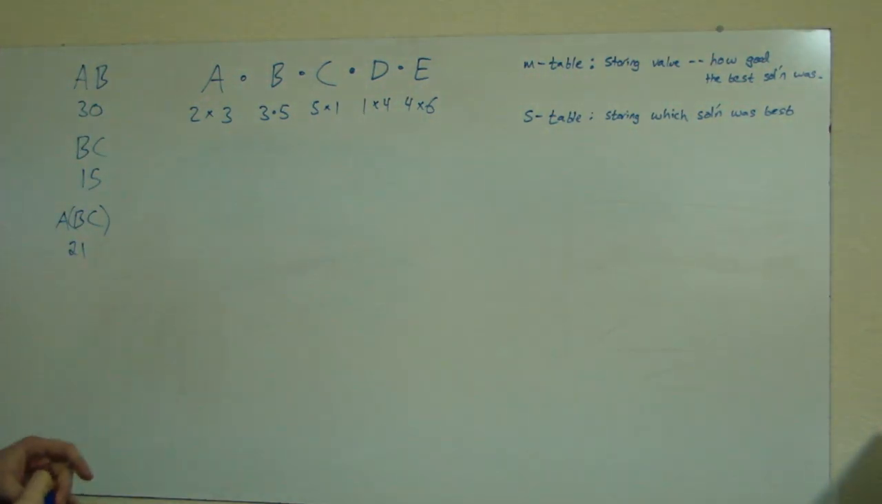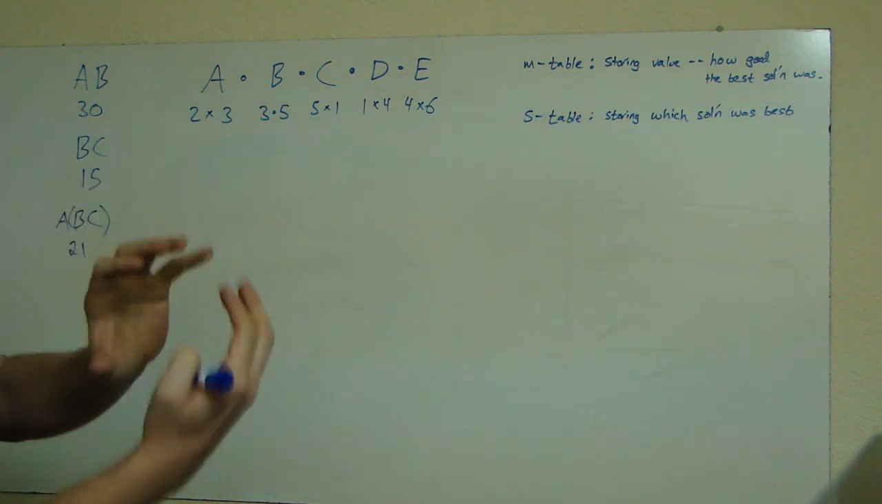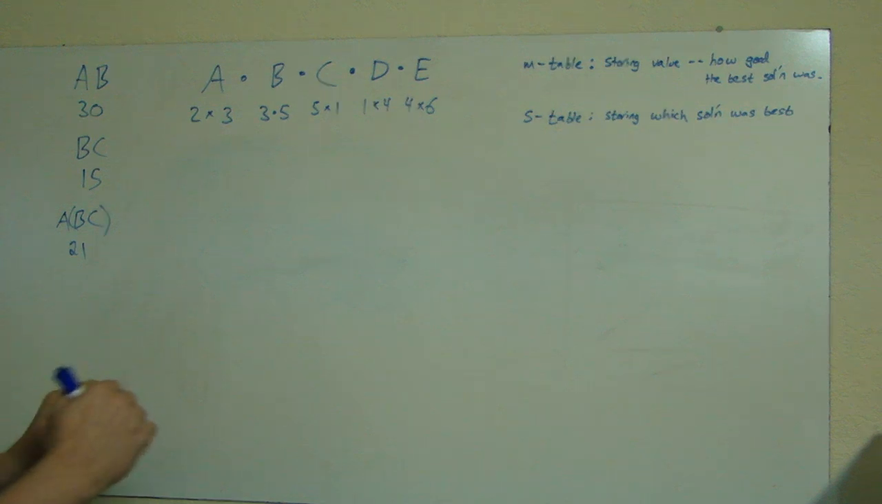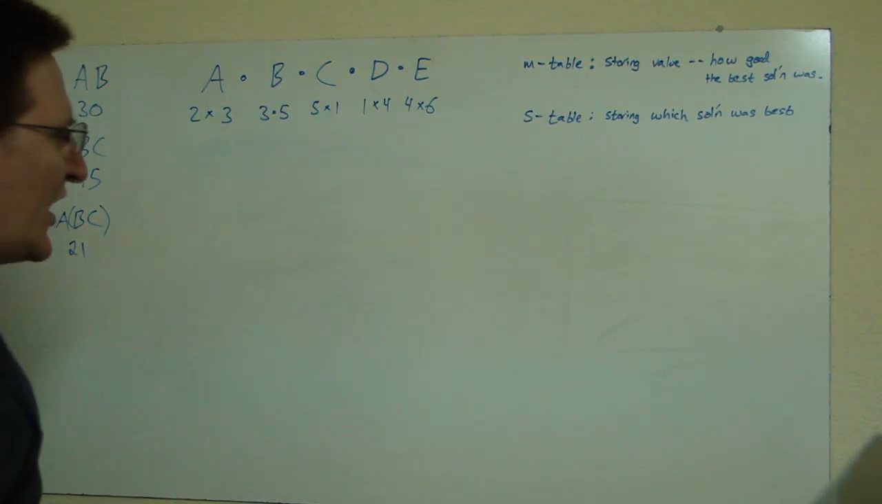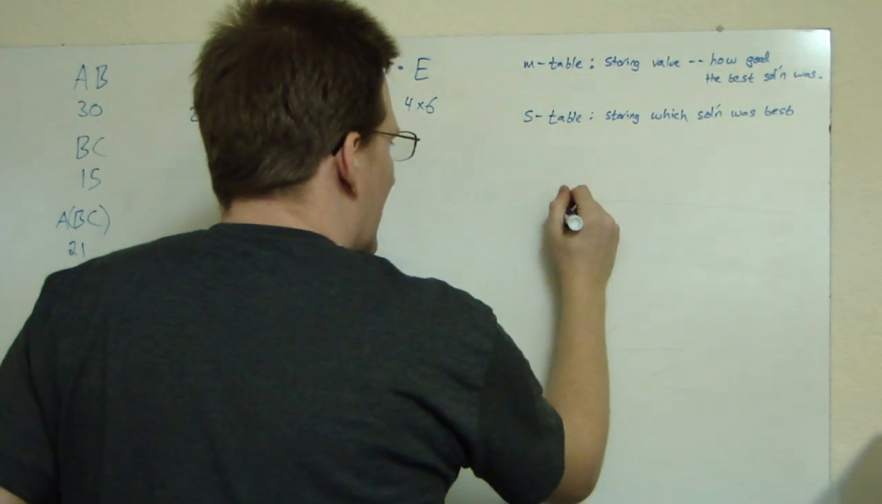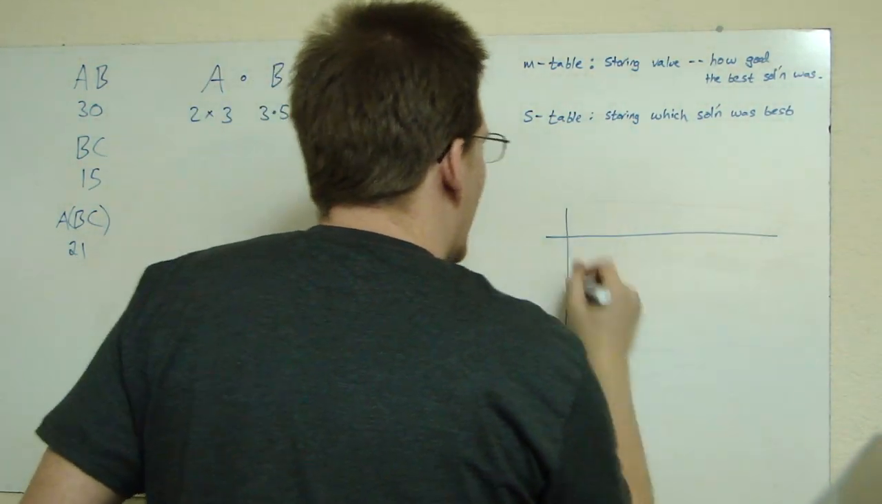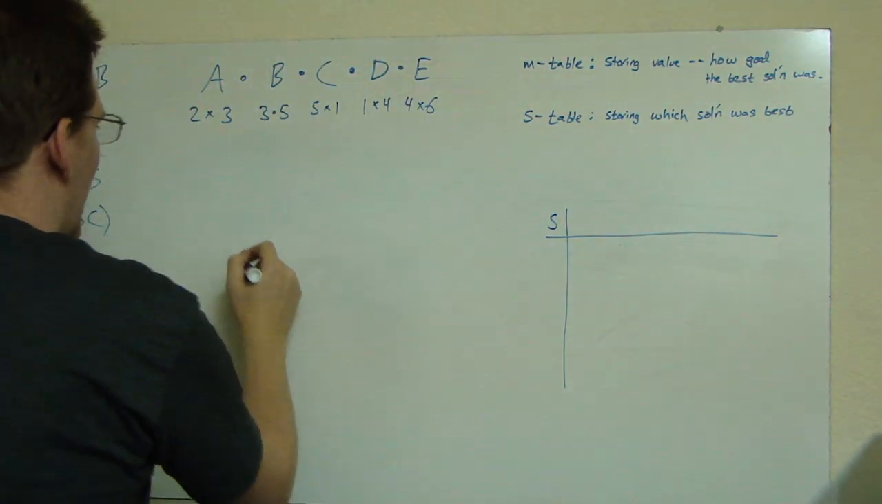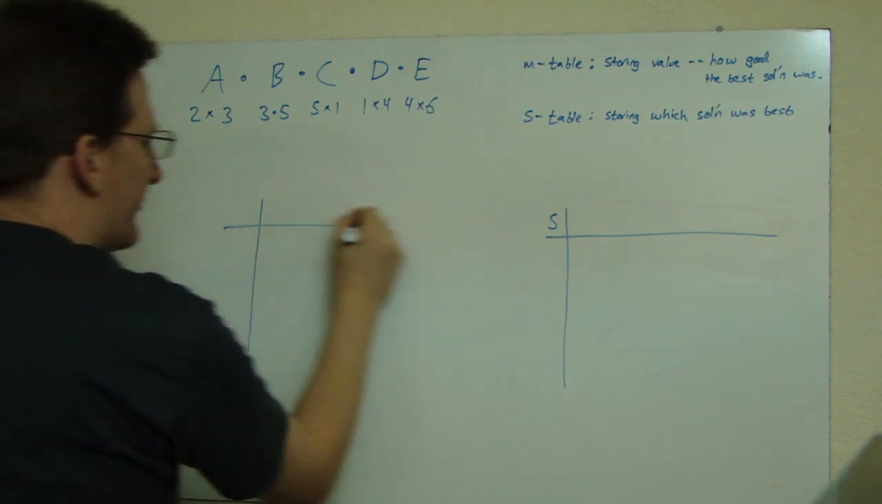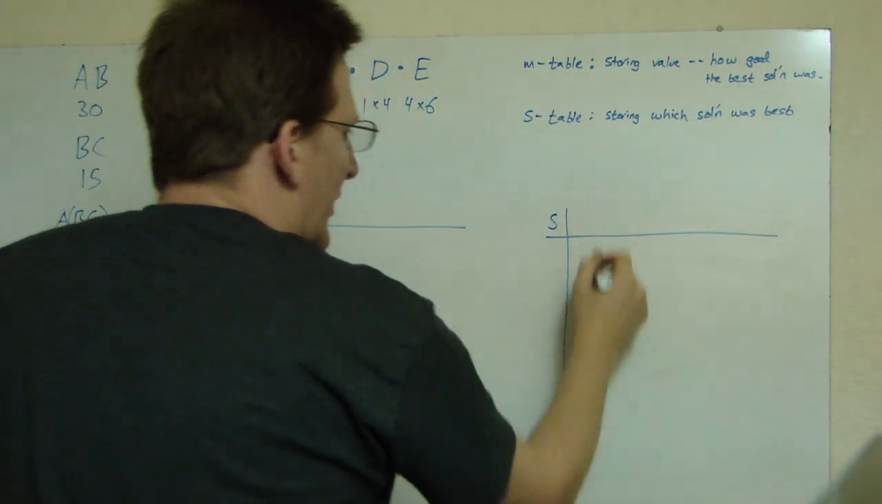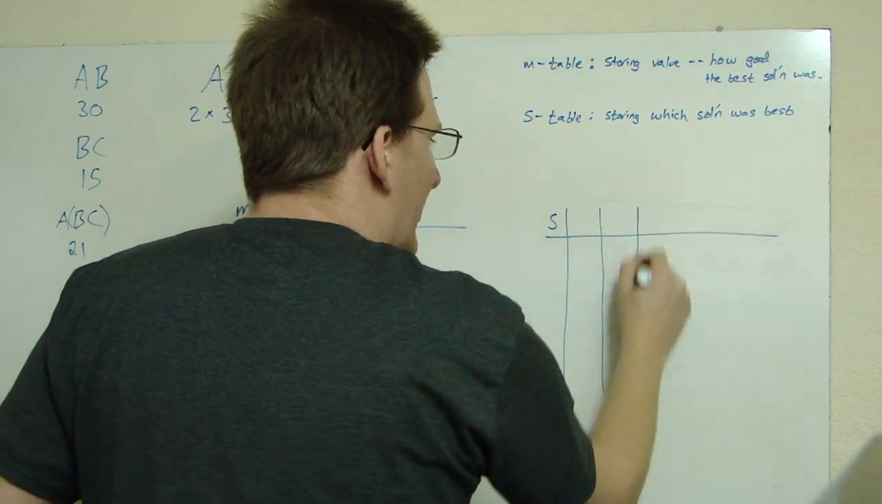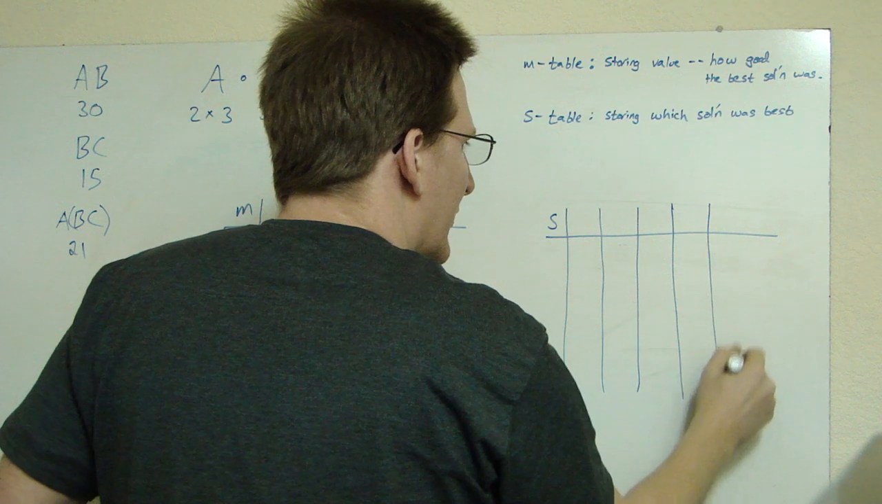So, again, the M table's values would be things like this 30, the 15, the 21, the number of multiplications that we had to do. Whereas the S table would be the representation of, oh, it was A times BC, not AB times C. And we'll get into that in just a moment. So let's make space for two tables. I'll have the S table here, and I'll have the M table here. And there's going to be 5 rows and 5 columns.